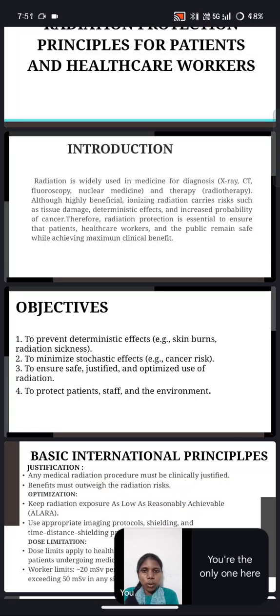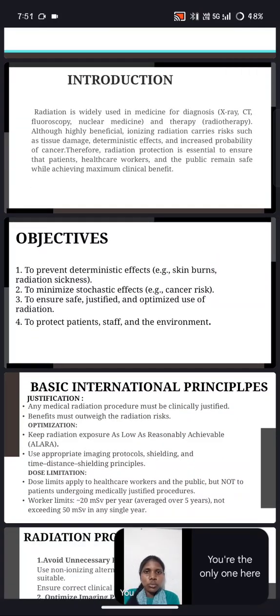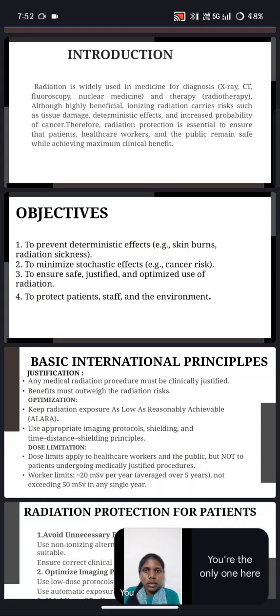To avoid these problems, we find a way to solve these for patients, healthcare workers, and the public.